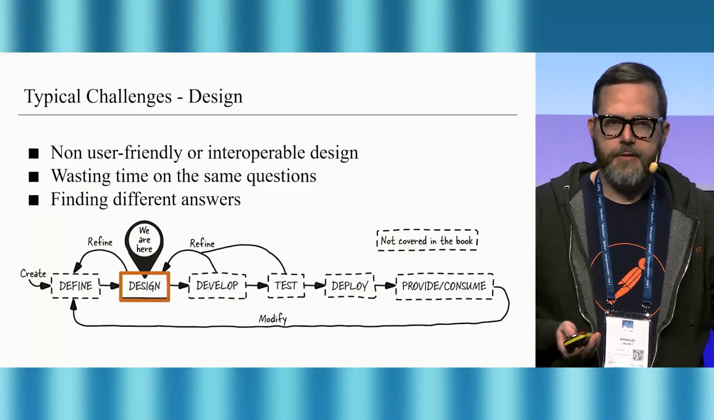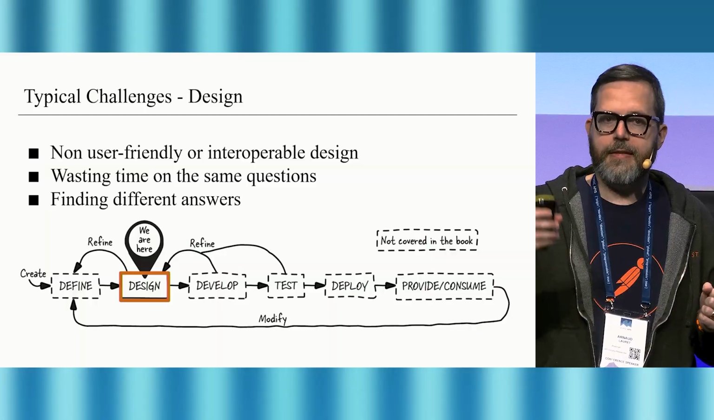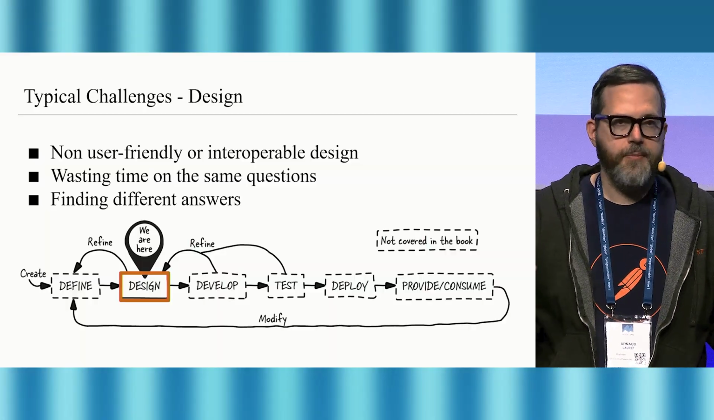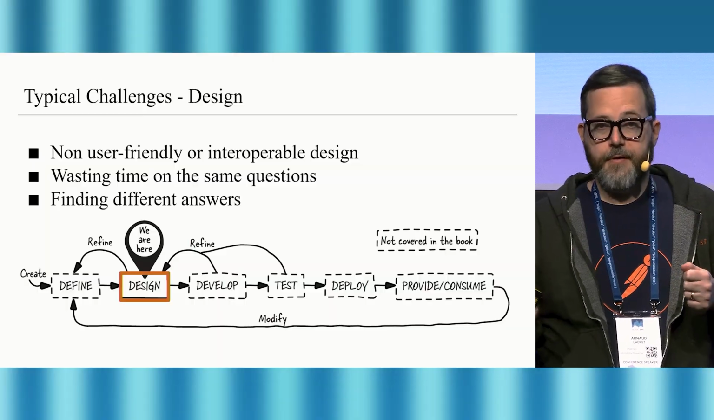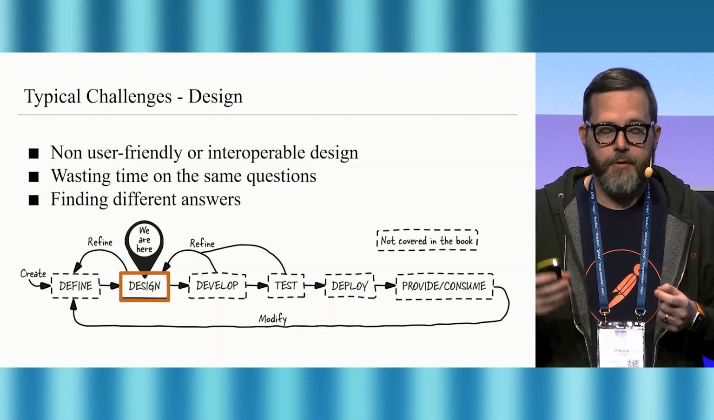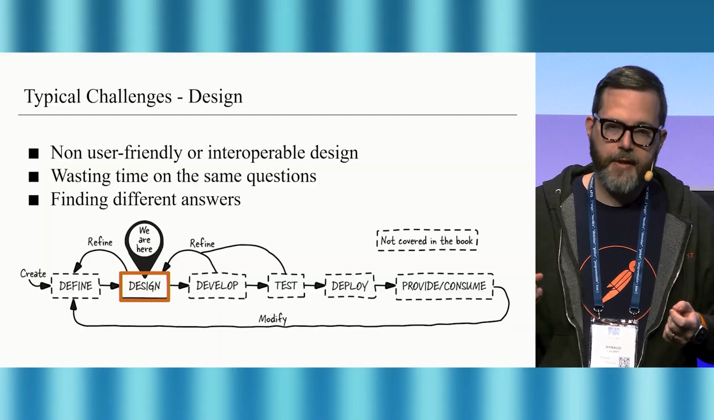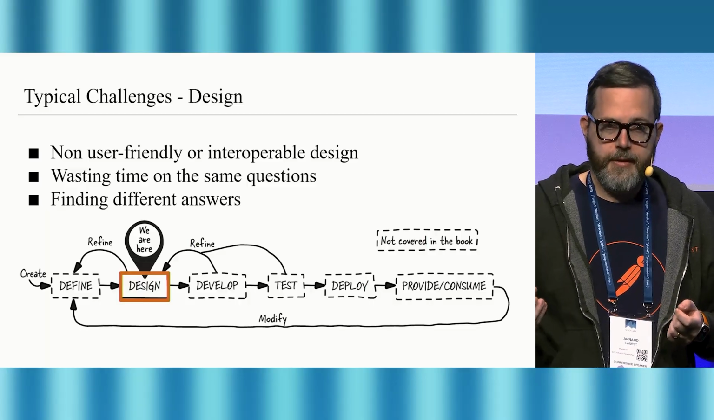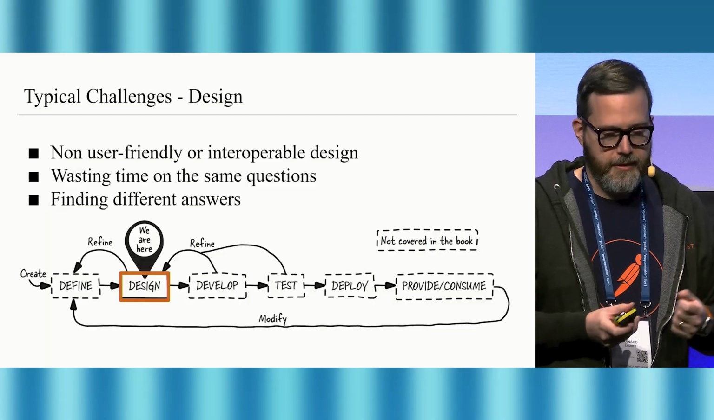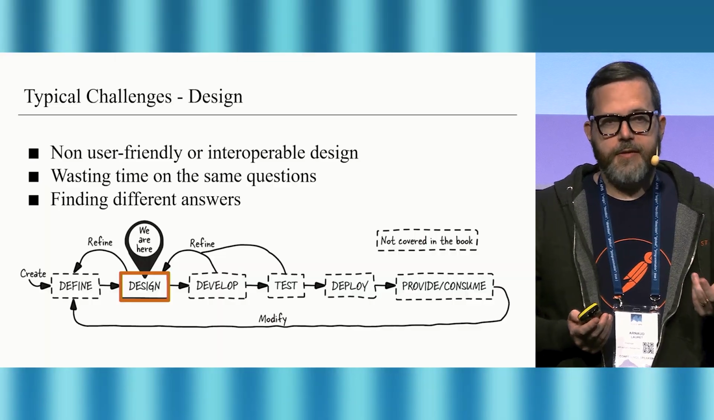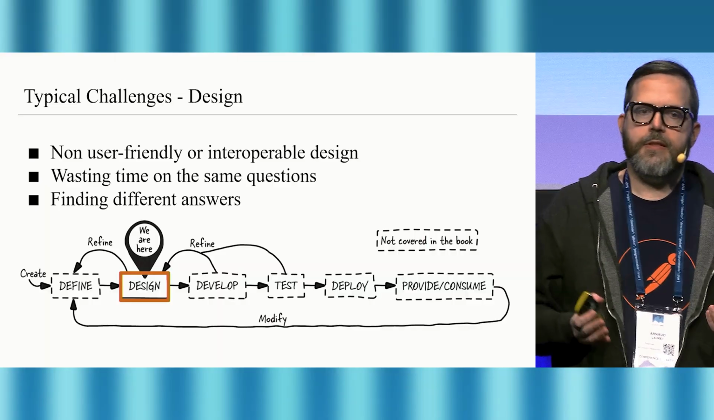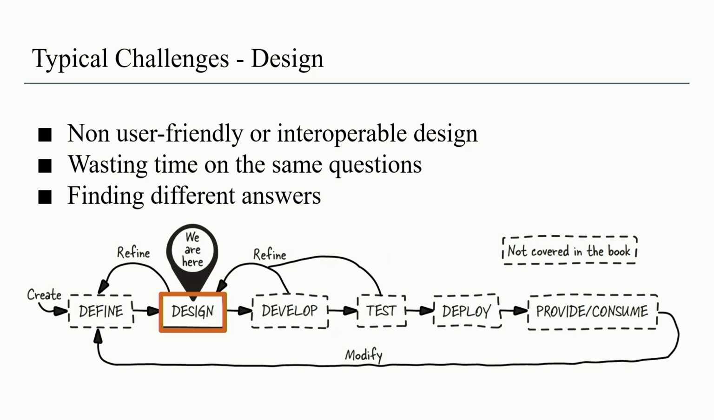Adding a friend could require a friend ID, and sending a message to a friend may require a friend's username. Using different identifiers for representing the same thing makes your API non-interoperable, and it actually makes it more complicated to use. Another challenge when designing APIs is wasting time discussing again and again the same thing.